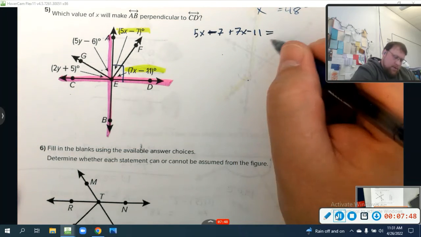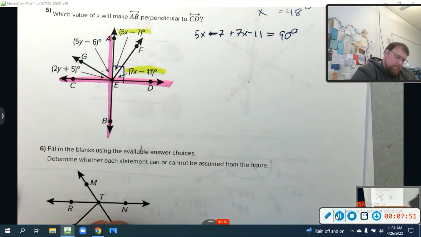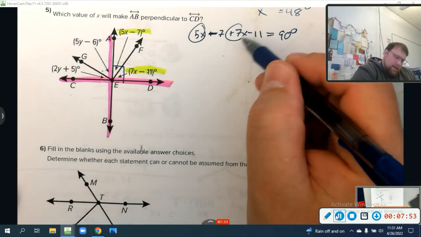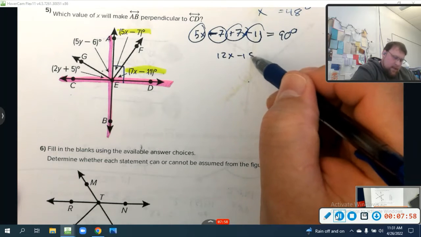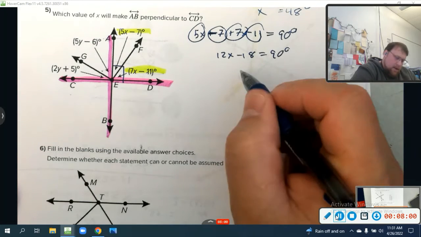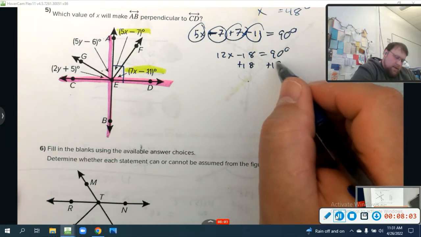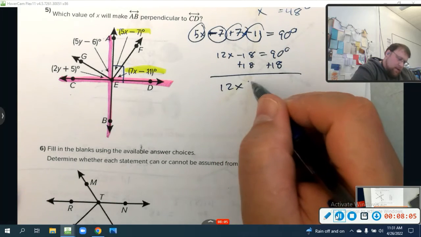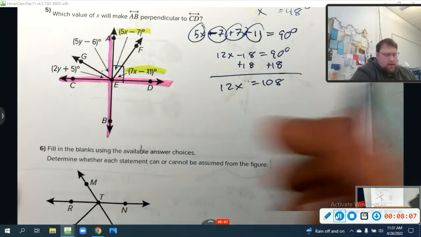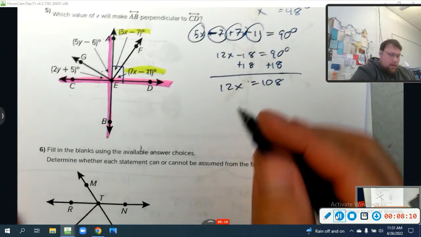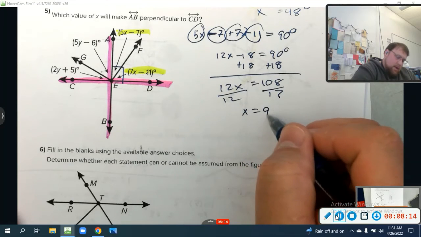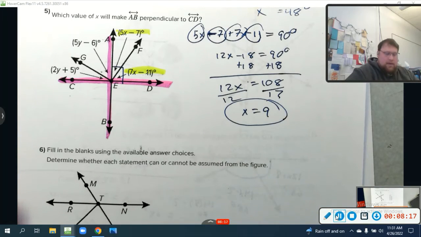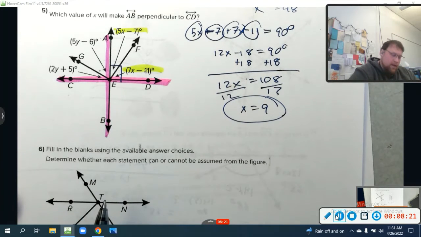Boom. So let's combine like terms. 5x plus 7x is 12x. Minus 7 minus 11 is minus 18 equals 90 degrees, which I'm going to add 18 to both sides. I get that 12x equals 108, which is, if I divide both sides by 12, x equals 9. Boom, that's the value of x for which these will be made to be perpendicular. And you can confirm that if you want to by plugging them in.